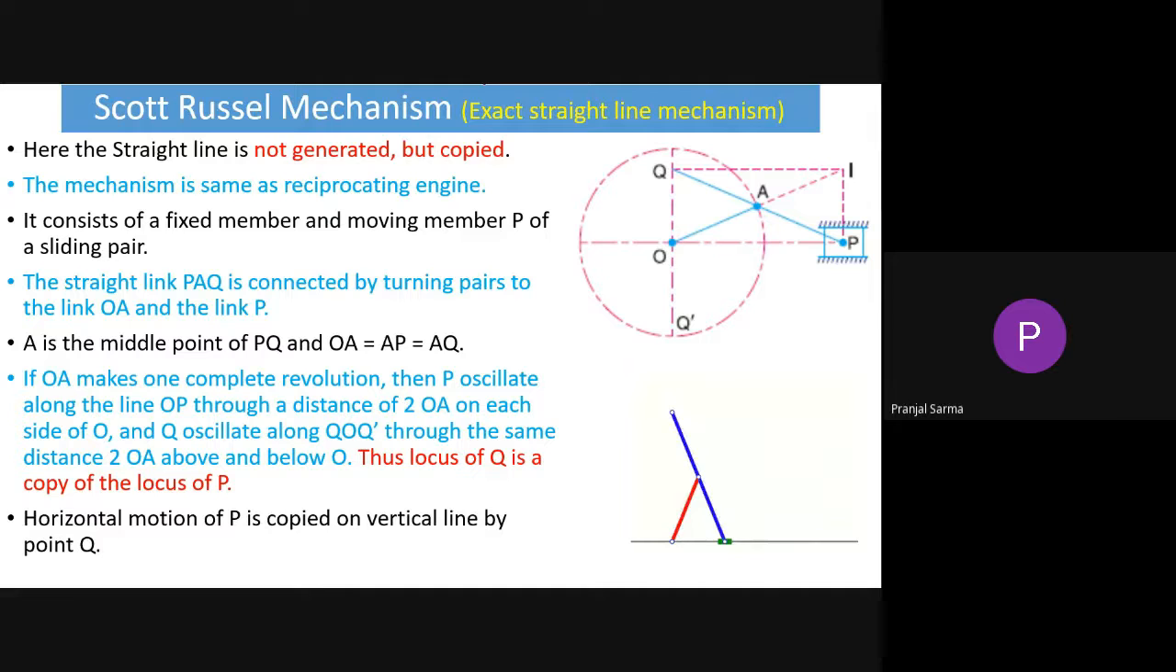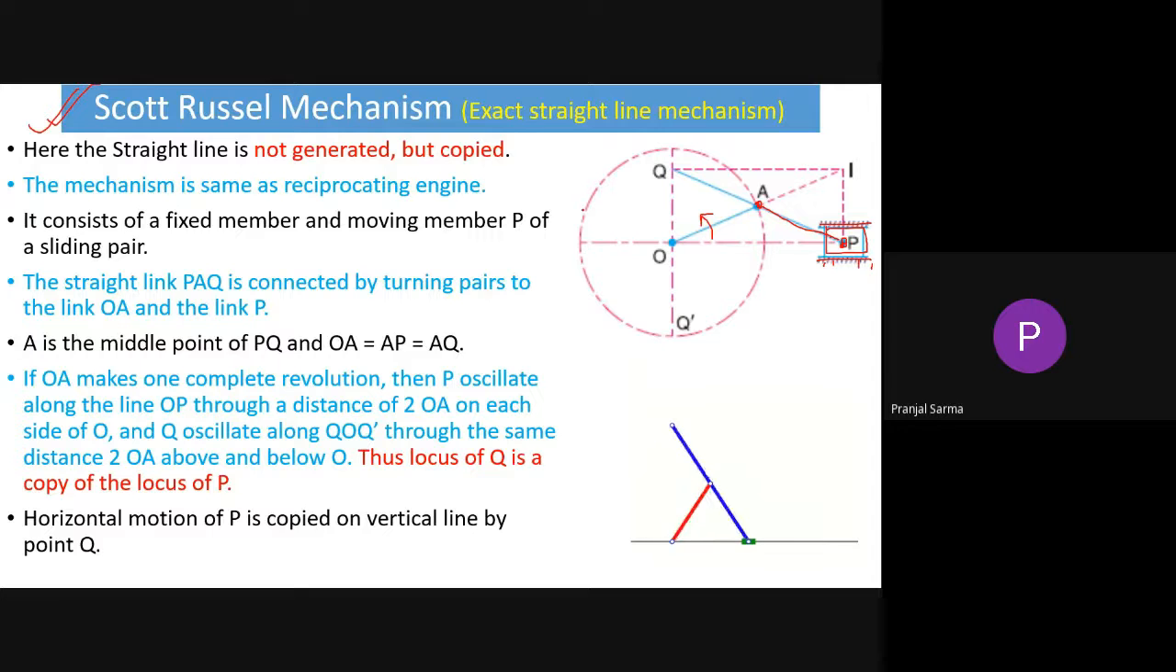Okay, thank you. The next type is the Scott-Russell mechanism, which once again is a kind of exact straight line movement. As you can see from this diagram, we have this particular crank, and we have this link, which is an extended link, OAP, another link which joins point A, the end point of the crank, with the slider. The slider is sliding within this particular guide.